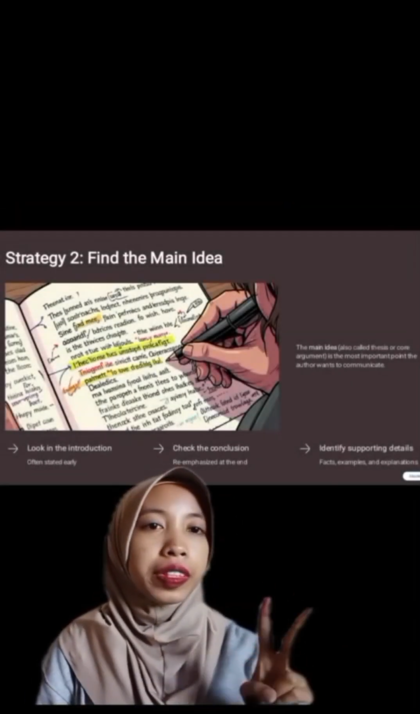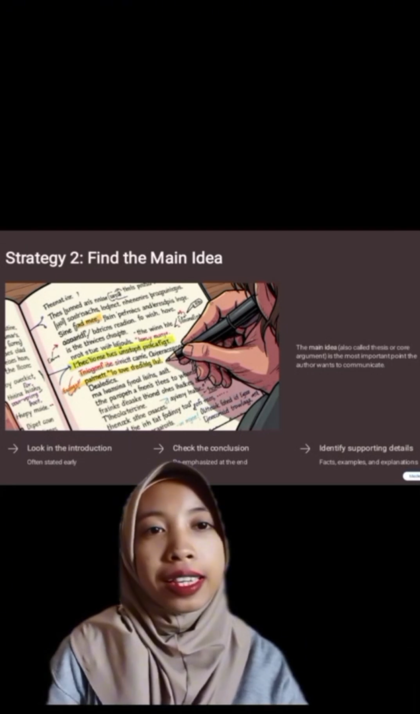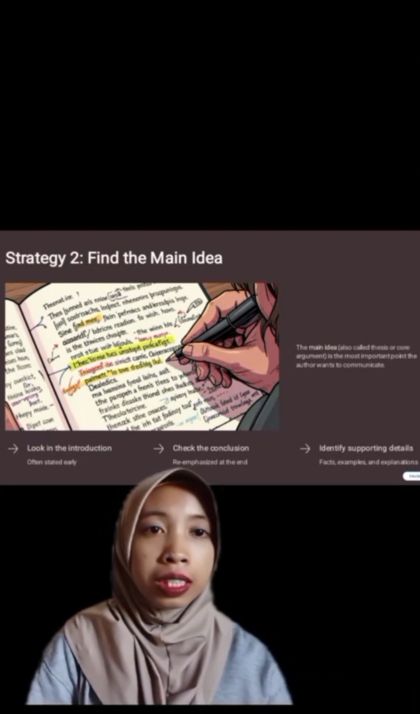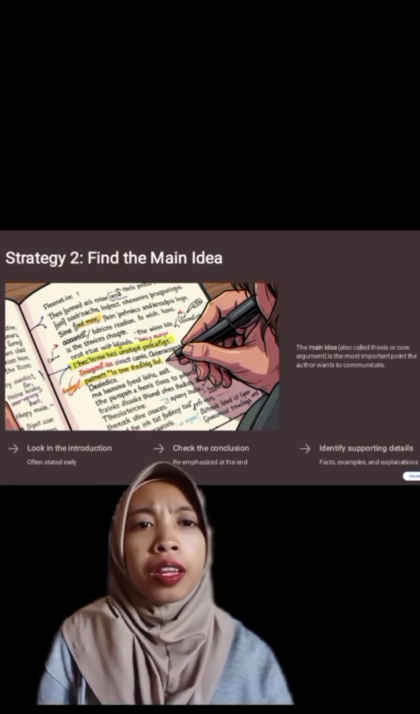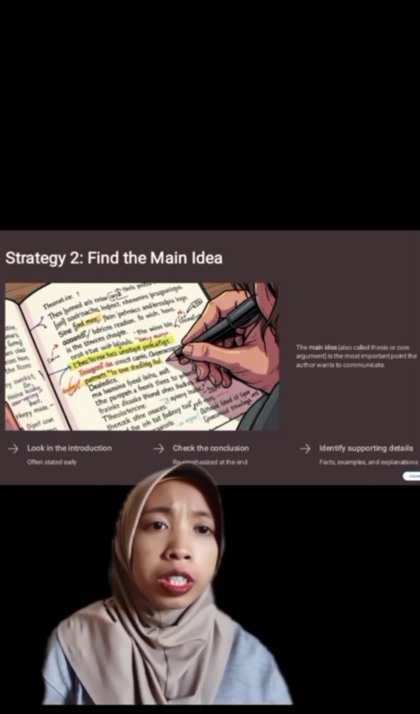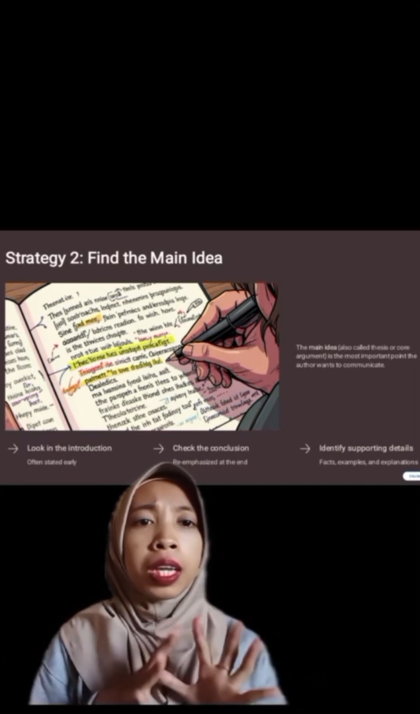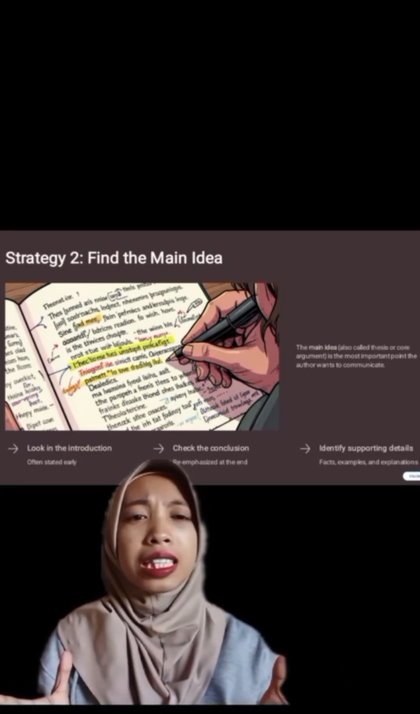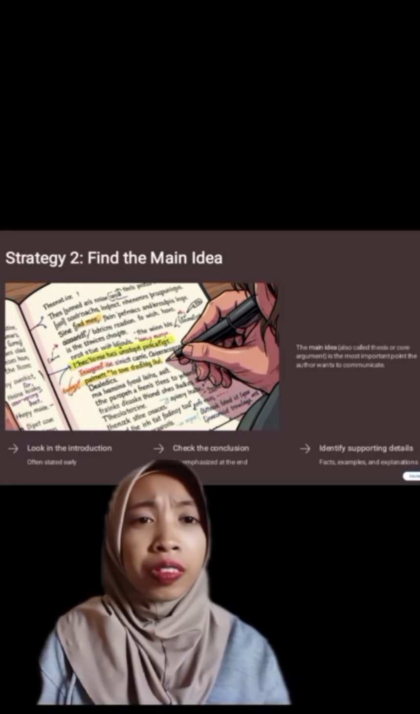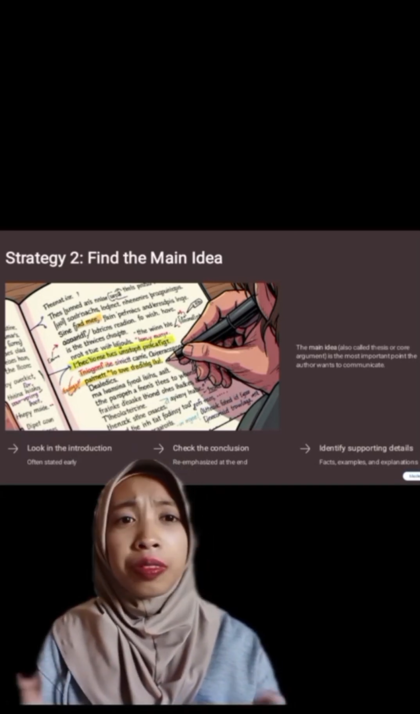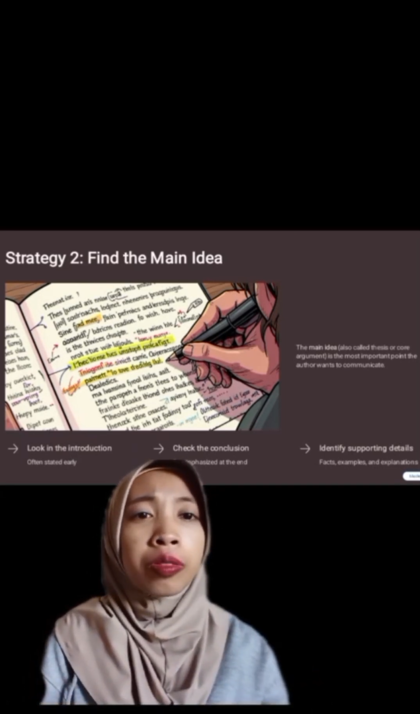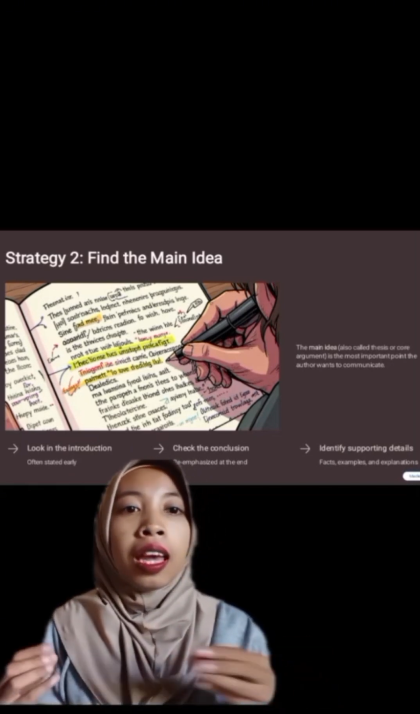Okay, the second strategy is find the main idea. The main idea, also called the thesis or core argument, is the most important point that the author wants to communicate. To identify the main idea, readers should look at the introduction because the main idea is often stated early.